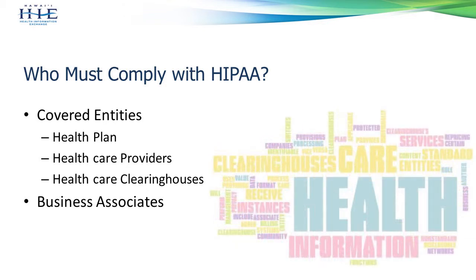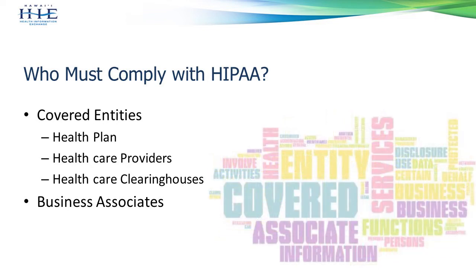Healthcare clearinghouses are entities that process non-standard information they receive from another entity into a standard format or data content, or vice versa. In most instances, healthcare clearinghouses will receive individually identifiable health information only when they are providing these processing services to a health plan or a healthcare provider as a business associate. Business associates of providers and health plans must comply with portions of the security rule.